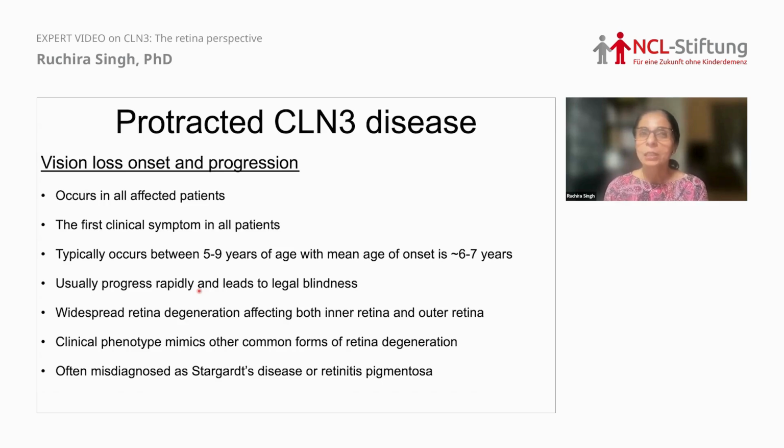In most patients with classic and protracted disease, although there are reported cases where vision loss occurs later, it occurs in early childhood and progresses very rapidly and leads to legal blindness. Similar to the classic form of the disease, it leads to widespread retina degeneration. Again, it's not restricted to any specific part of the retina. And again, it mimics the other common forms of retina degeneration and can be misdiagnosed, just like the classic CLN3 disease.